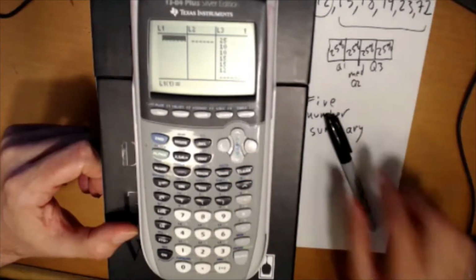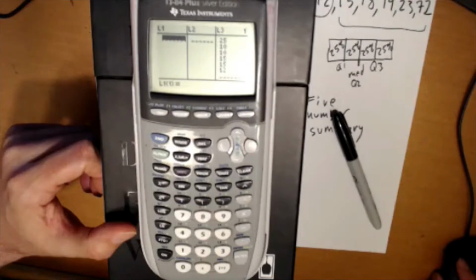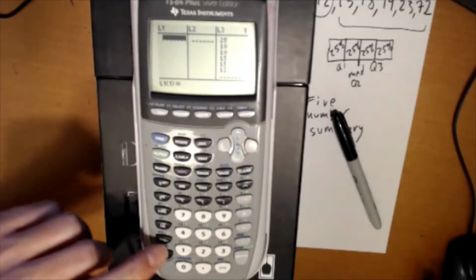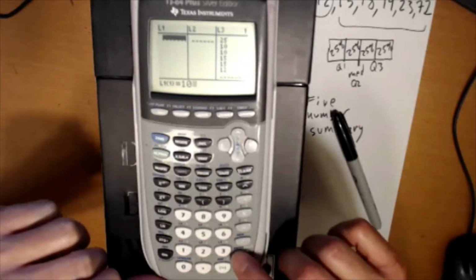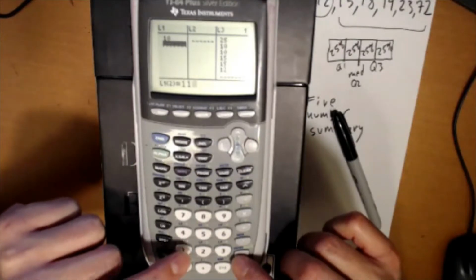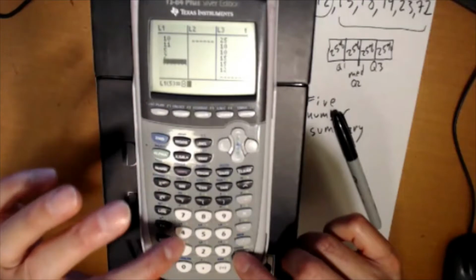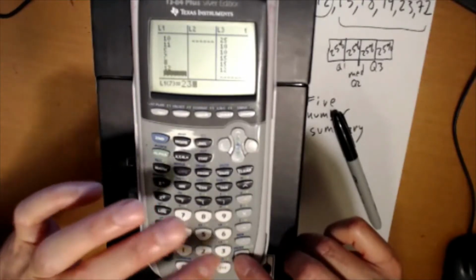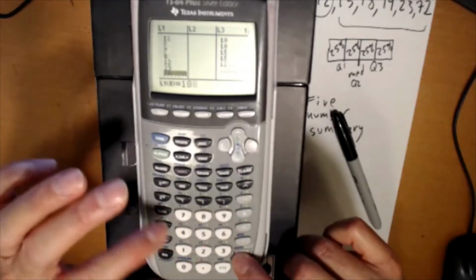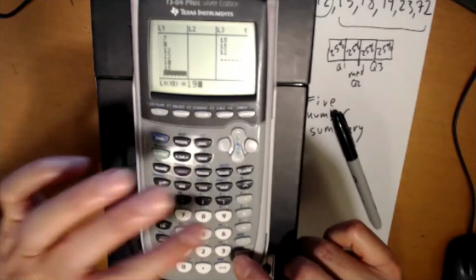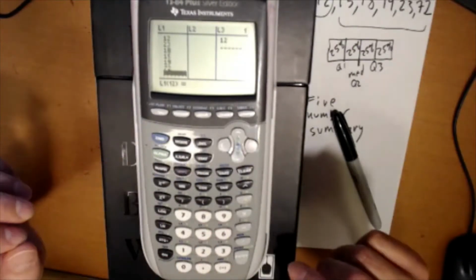I'm going to give it the numbers. You don't have to put the numbers in order. So the original numbers are 10, enter, 11, enter, 5, enter, 7, enter, 8, enter, 12, enter, 23, enter, 18, enter, 15, enter, 19, enter, 72, enter.